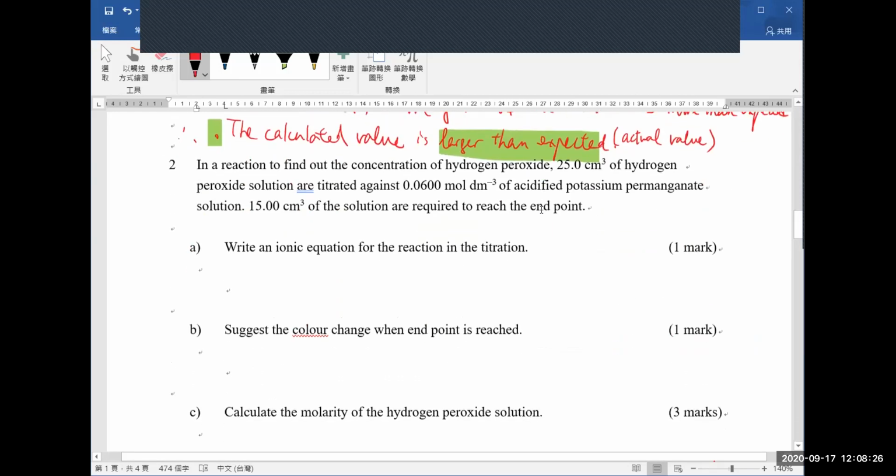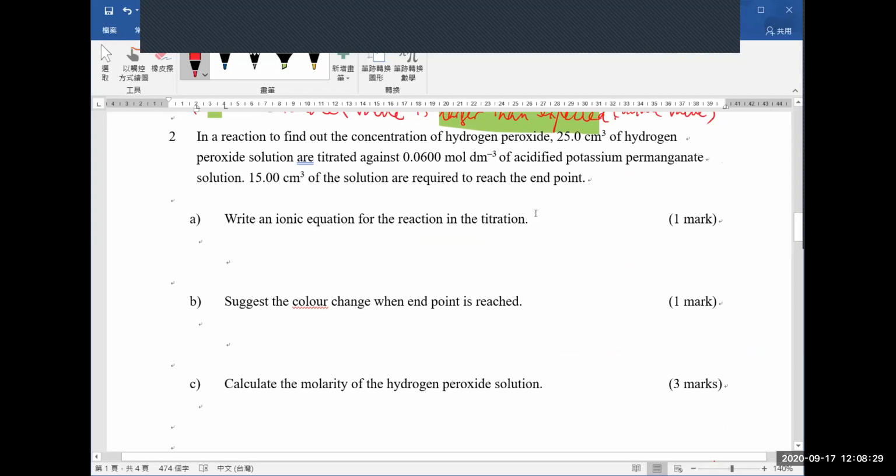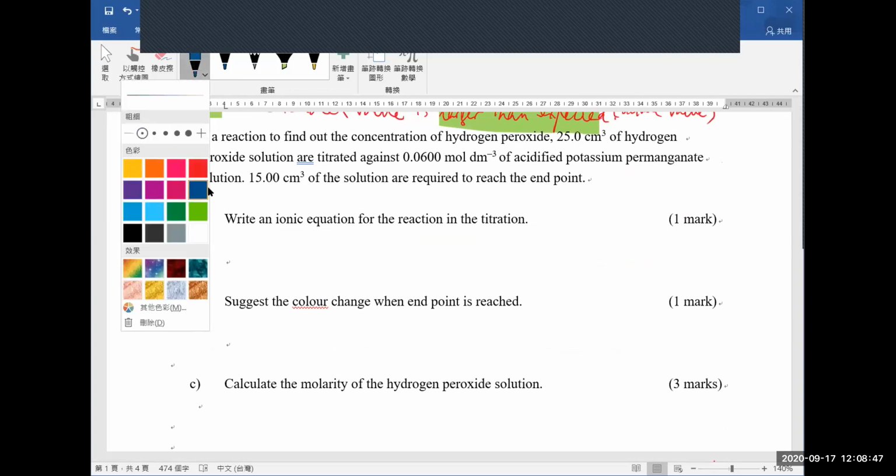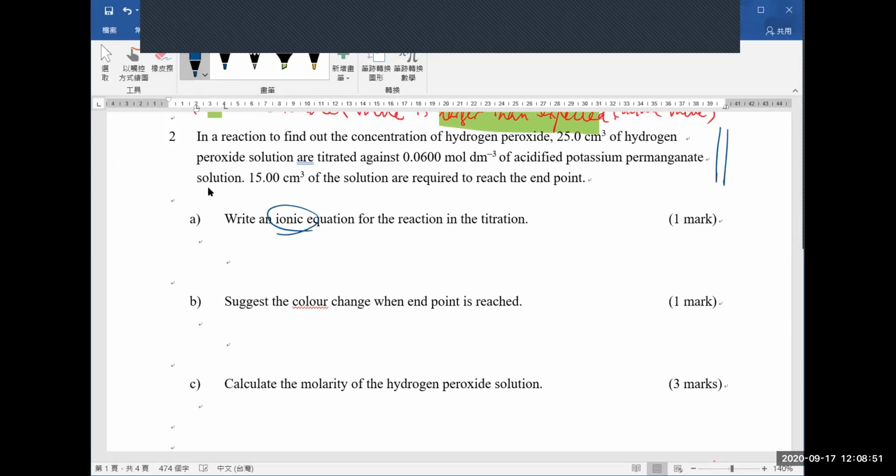Okay? Question 2. In a reaction to find out the concentration of hydrogen peroxide, you do the same thing, right? What's the ionic equation? Chen Weihou, what is the ionic equation? So again, you're going to find out this. And try it again. So you may find that this one, KMnO4 on top, which is 0.0600 molar. And the solution, which is hydrogen peroxide, is about 25.0 cm3. Okay? So ionic equation.